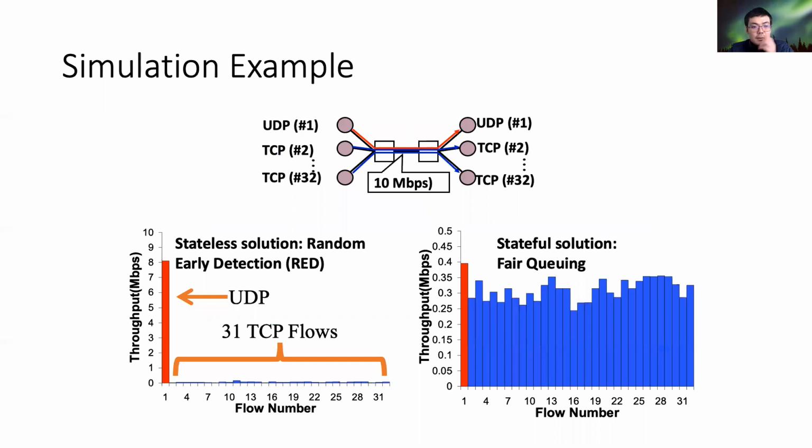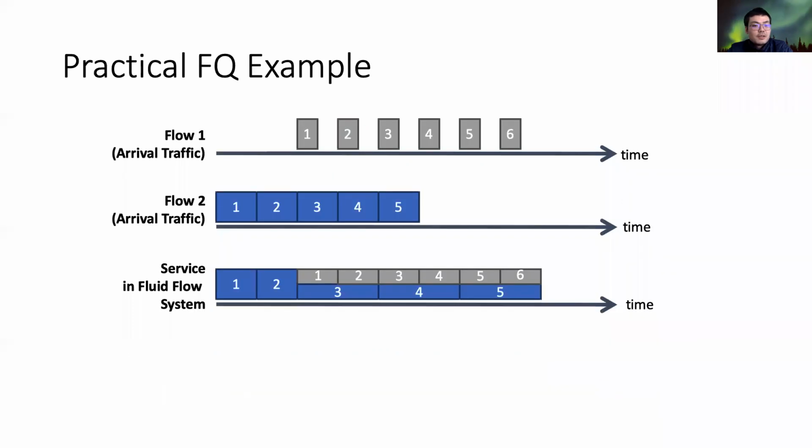All right, so here's a simulation example. If we have a bandwidth of 10 Mbps, and we just use random early detection, so we don't use a fair queuing solution, then this will happen. The UDP is using all the bandwidth, and the TCP does not have much to do, because we are not cutting UDP's bandwidth.